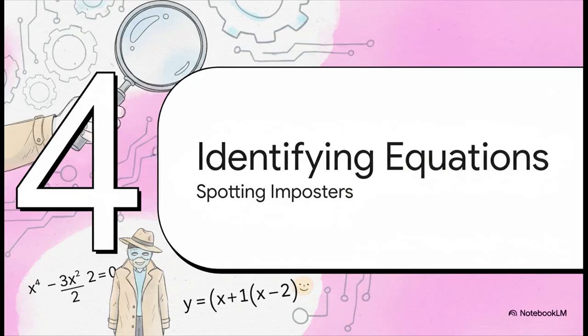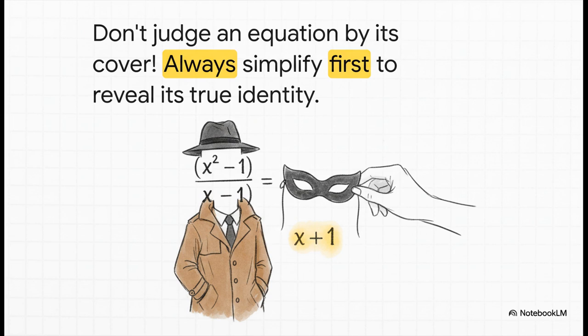Okay, now for a skill that separates the rookie detectives from the pros. We need to learn how to spot a suspect that's in disguise. You see, not all equations that look quadratic actually are, and sometimes the ones that don't look it secretly are. This is going to take some careful investigation. Here is the absolute number 1 rule for this part of the job. You can't judge an equation by its cover. You have to simplify it completely, all the way down, before you can be sure of its real identity.